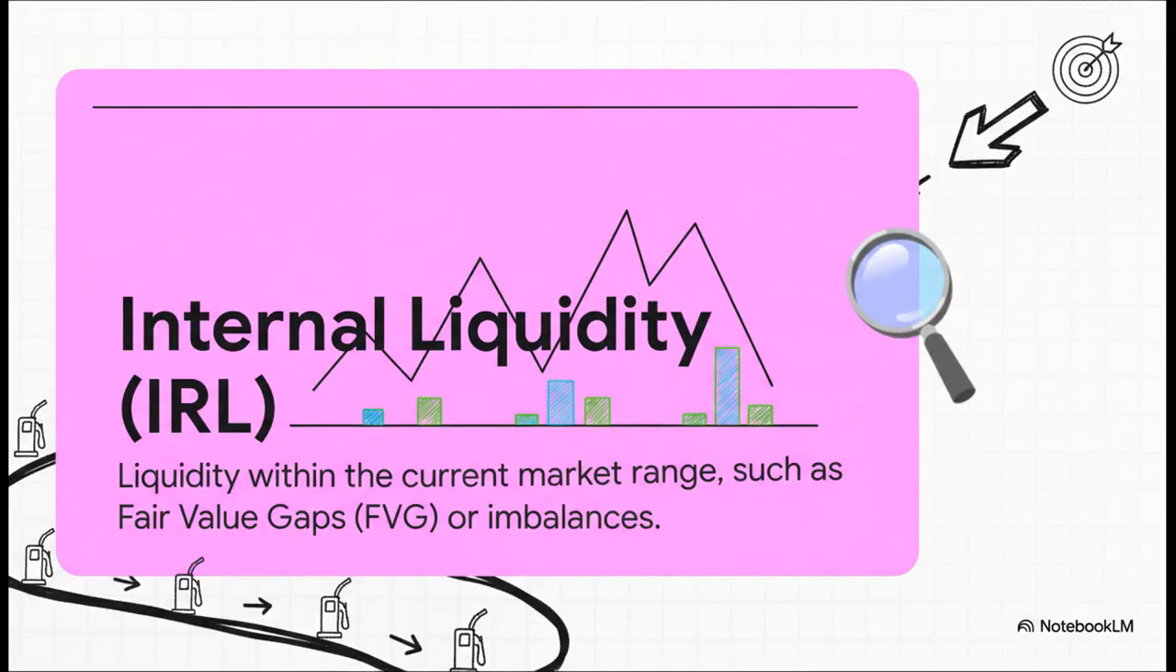And then you have internal liquidity, or IRL. This is all the liquidity inside the current price range. Think of things like fair value gaps, those little imbalances price leaves behind. So if external liquidity is the final destination, internal liquidity is kind of like the series of gas stations on the highway. Price will pull in to refuel before continuing its main journey.